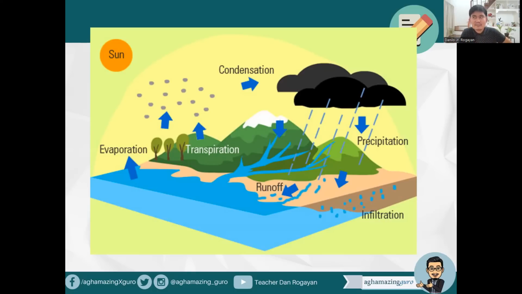Yan. Natatandaan nyo ba? Gas to liquid. Example, water vapor to liquid water. Okay? Ang sagot ay condensation. That's correct. Tatandaan, gas to liquid, physical science man to, pero siyempre, part yun ng hydrologic cycle. Gas to liquid, that is condensation. Paano naman pag gas to solid? Gas to solid. Is it sublimation? Gas to solid, that is deposition.